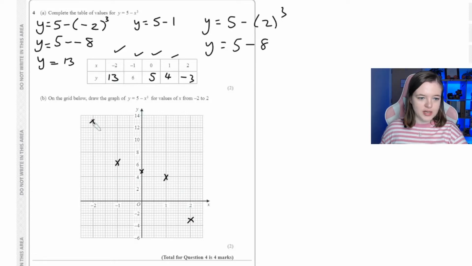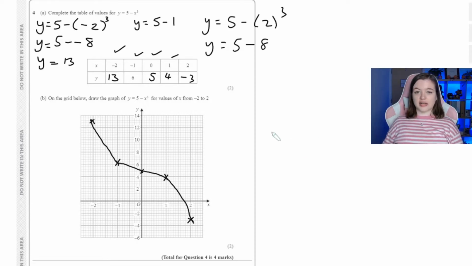That's what we wanted. I'm just going to draw a line through all of these points, like that. And that is a negative cubic, what we wanted. So a negative cubic always looks like this.